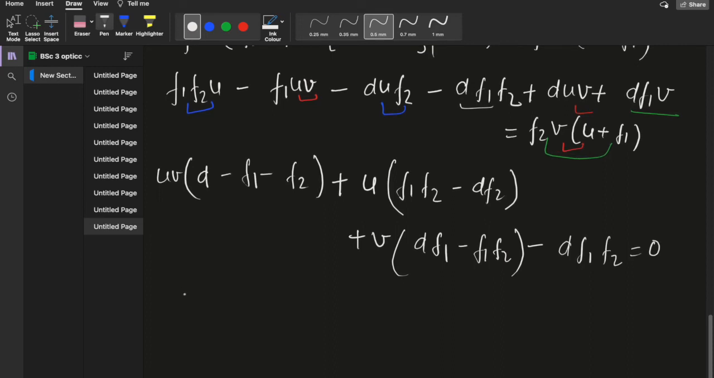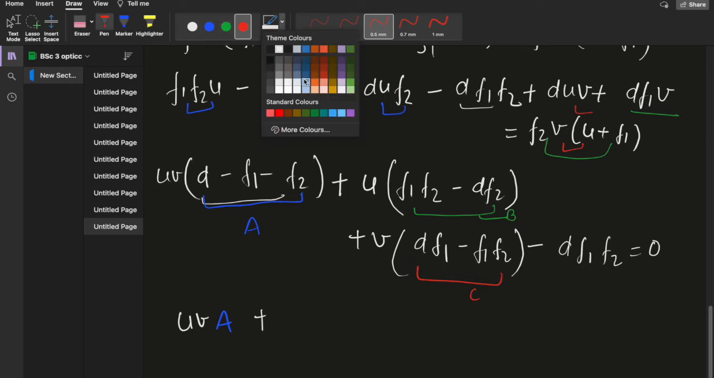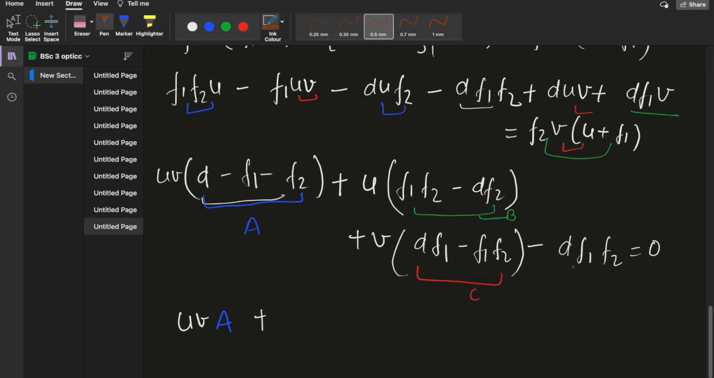Okay, just to simplify this, I just write it as uv. I take this as a coefficient and write it as a, then this term is a. For my simplification, this term is b. And this term is c, and this term, let me choose another color, is my d.